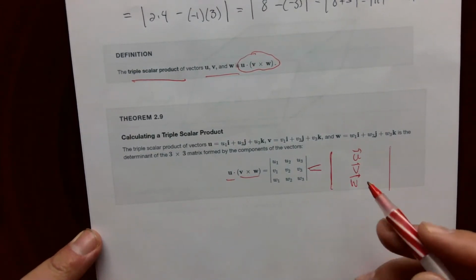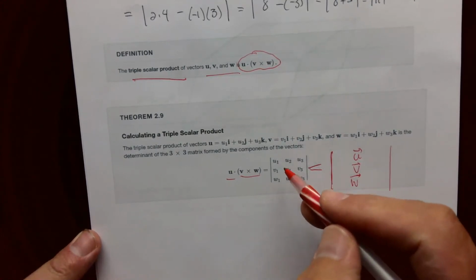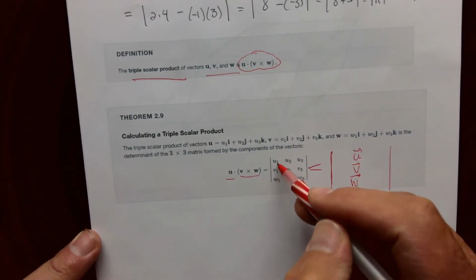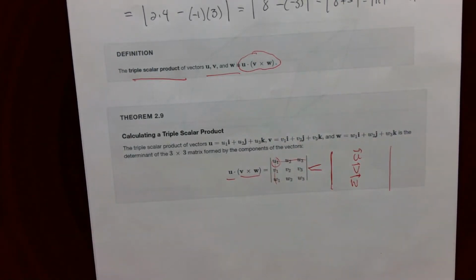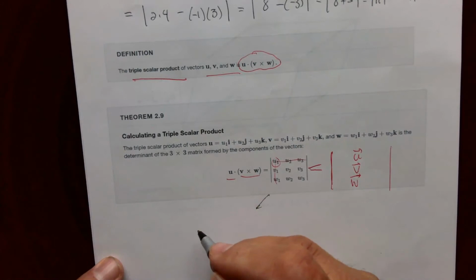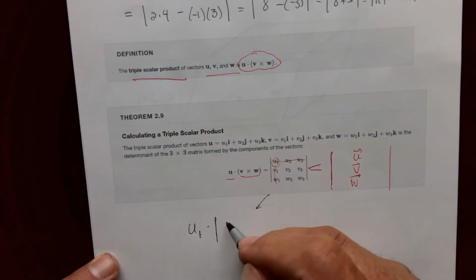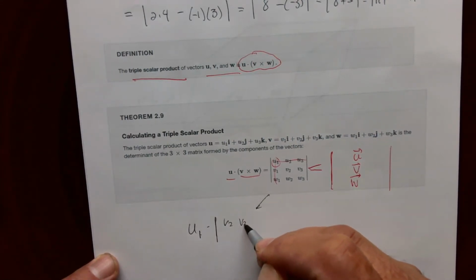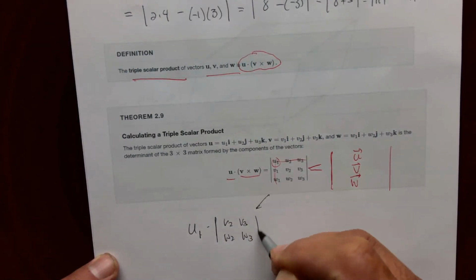To compute a 3 by 3 determinant, we do cofactor expansion across the first row. Just to remind ourselves how to do that, we're going to multiply U1 by what we get by crossing off the first row and first column. So this quantity here is U1 times the resulting 2 by 2 determinant we get, which is V2. We're left with V2, V3, and W2, W3.